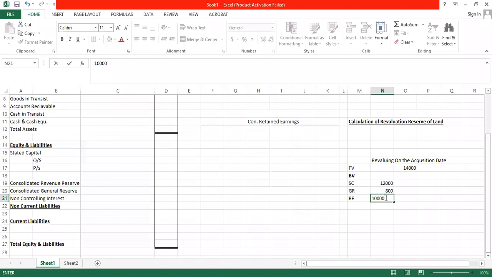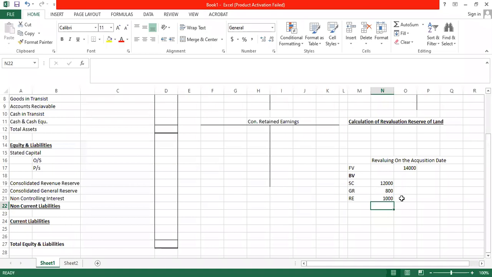So after removing 3 zeros, it's 1000. So these are the book values. There is no information about share issue in the additional information. If you go through the additional information, there is none. Therefore, you can take the stated capital as it is in the given balance sheet. So that's all under equity and liabilities. Those are the net assets of the subsidiary.